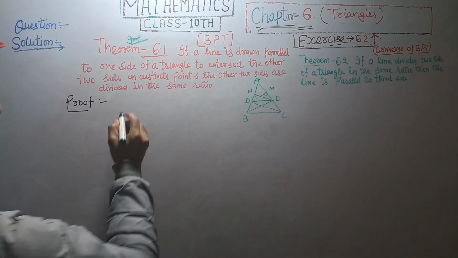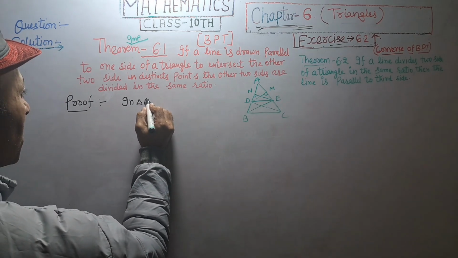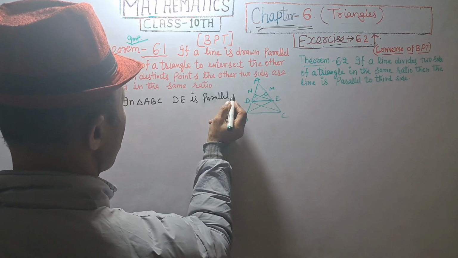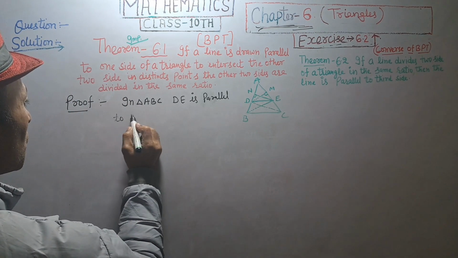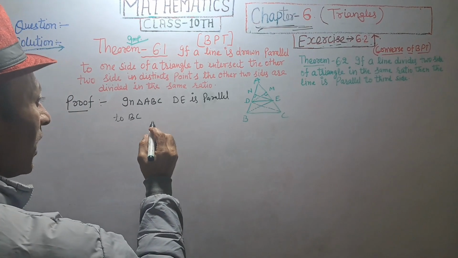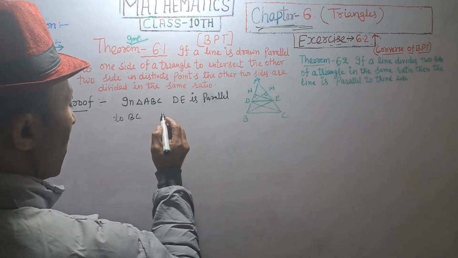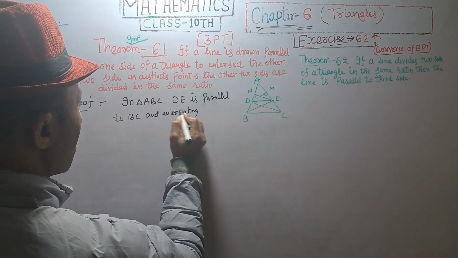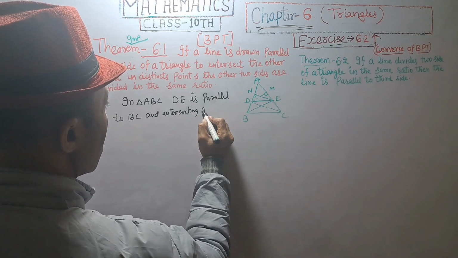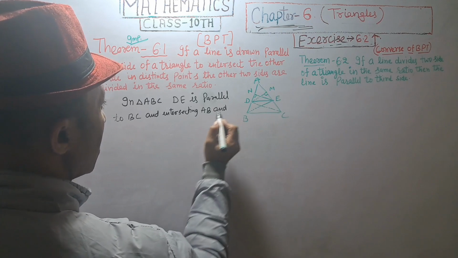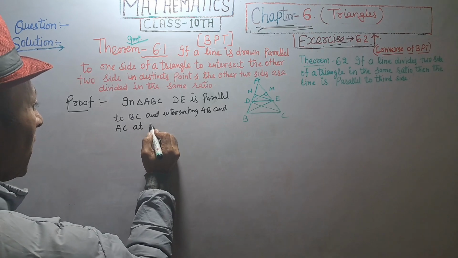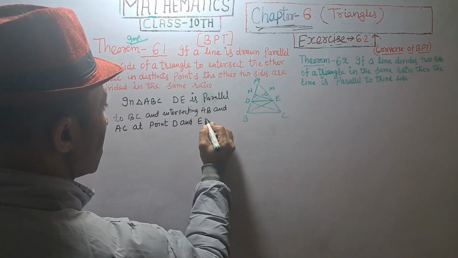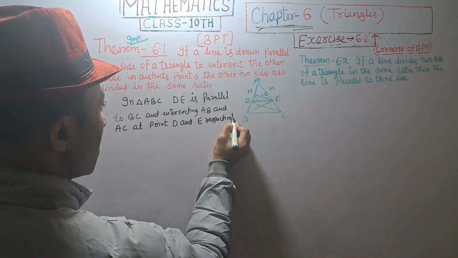Proof. In triangle ABC, DE is parallel to BC and intersecting AB and AC at points D and E respectively.